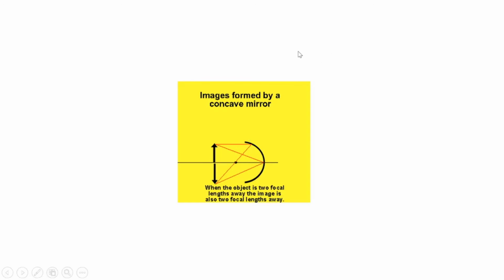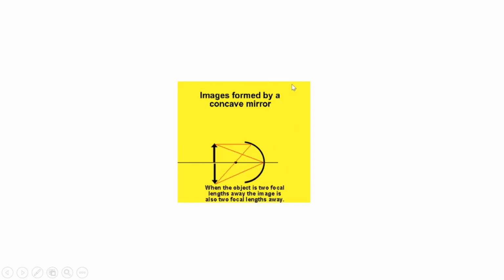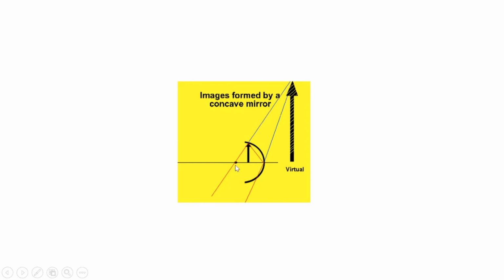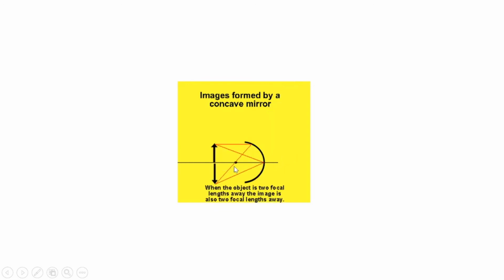See, when we place the object here between F and P, the image formed is a virtual image, which is bigger than the object. And if we place the object here, this is the center of curvature, the image length is the same as the length of the object.